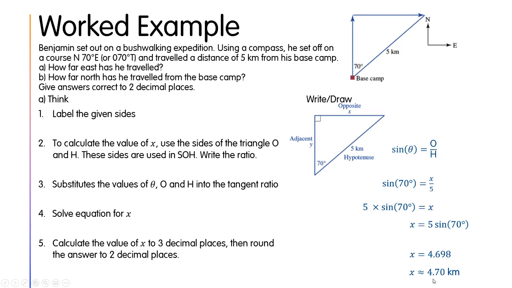Now we can't just write 4.7 because it's asked for 2 decimal places. We need to have the 2 decimal places there. And again, we have to put in our units, kilometres. There's our units for kilometres. So he walked 4.7 kilometres along that edge.